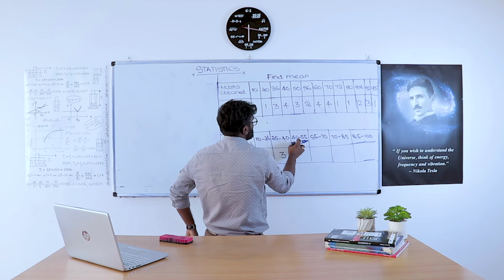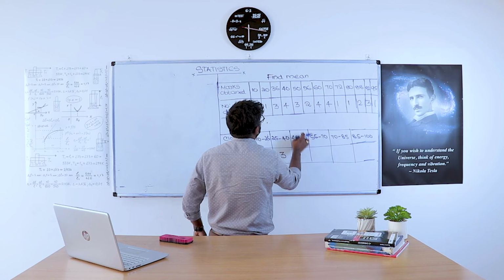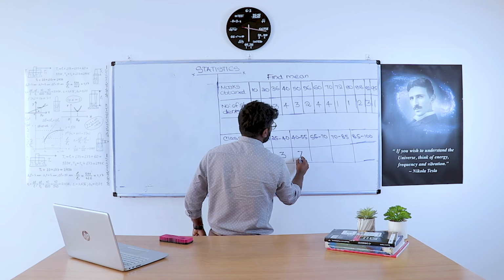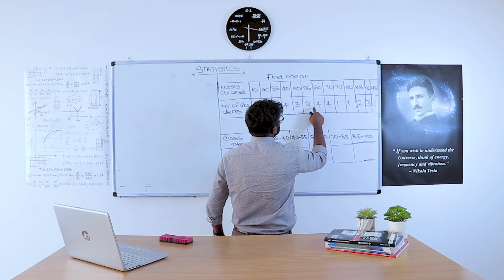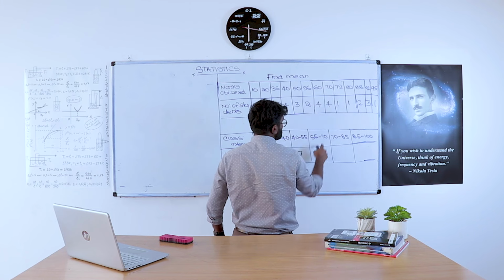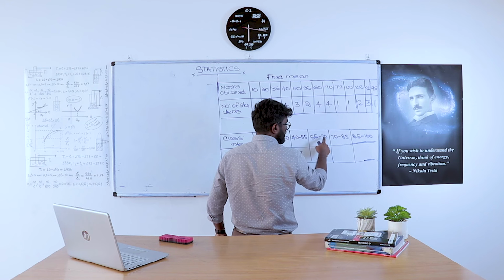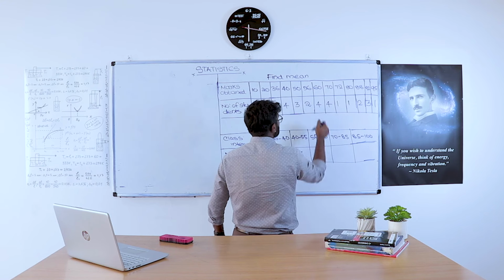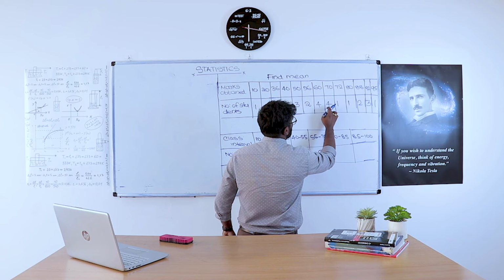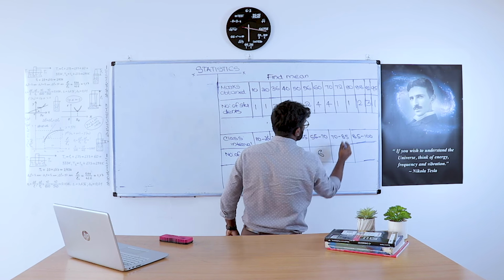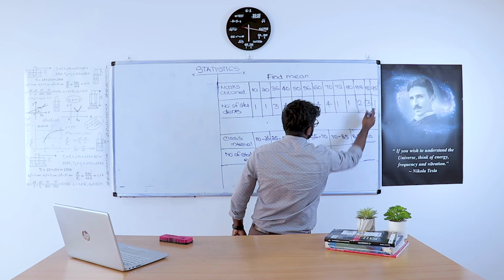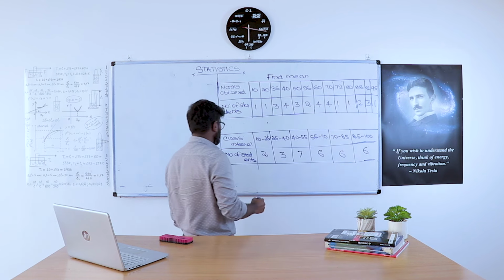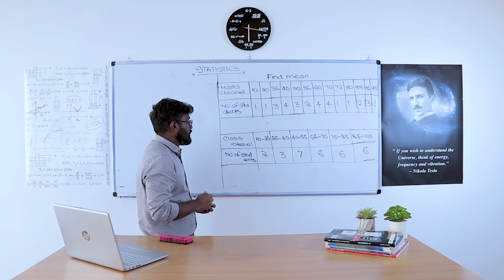Okay. So how many students got marks between 40 and 55? 4 plus 3, 7. How many students got marks between 55 and 70? 2 plus 4, 6. Is 70 included in this interval? No, 70 is not included in this interval. So 6. 70 to 85, 4 plus 2, 6. 85 to 100, 2 plus 4, 6. So right now it is in the form of grouped data.